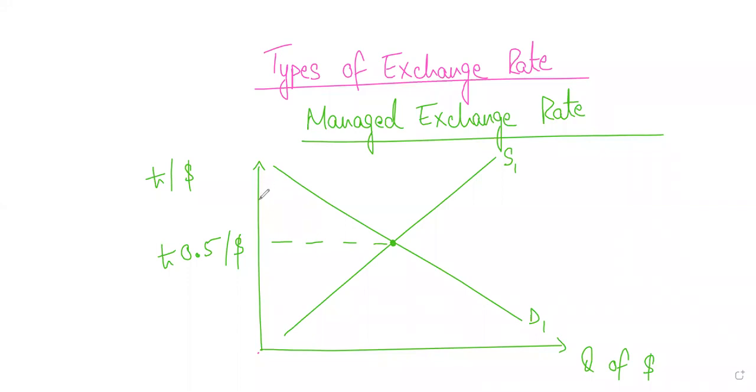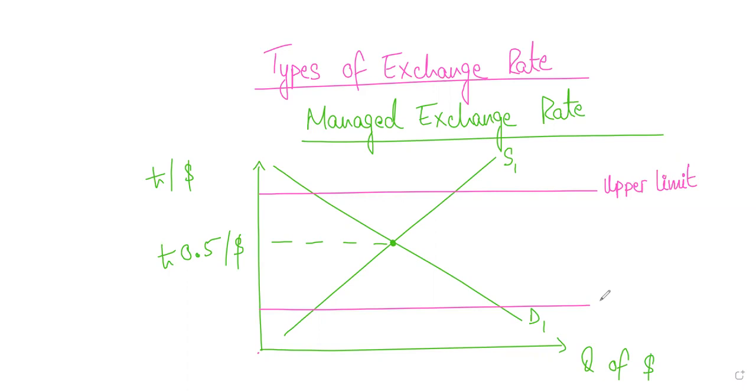So what the country will do is set an upper and lower limit, right? This basically shows that they will not let the exchange rate go stronger than this. I'll show you in a bit. They'll not let the exchange rate value go stronger than this, and also they will not let the exchange rate value go below this.